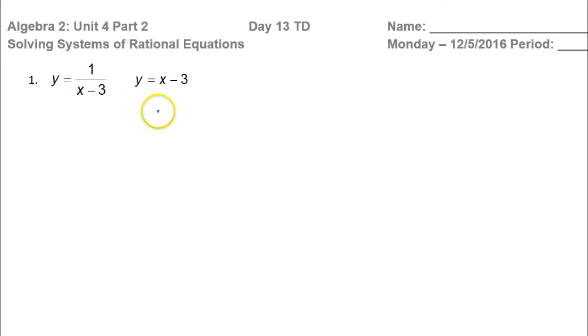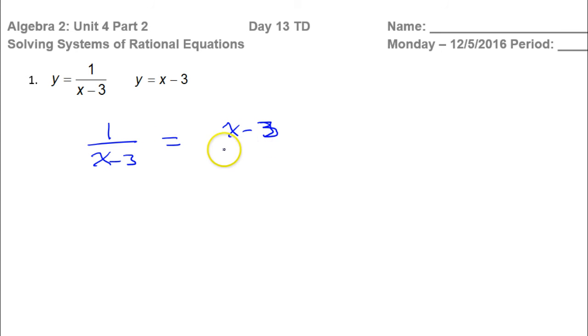Alright, let's solve this system of rational equations. So the first thing I can do is set these equal to each other. So I have 1 over x minus 3 is equal to x minus 3.